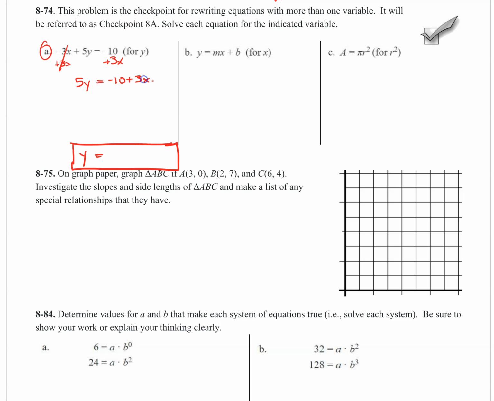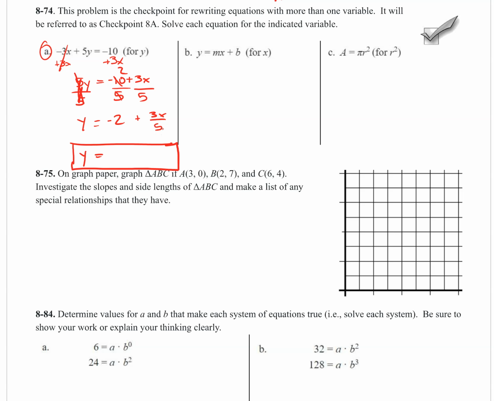So it's 5y equals negative 10 plus 3x. We write them side by side because they are not like terms. This one has an x, this one does not. Now we have 5 times y. To undo the multiplication, we divide. Divide everything by 5. That gives us y. Negative 10 divided by 5 is negative 2. 5 goes into 10 2 times. And then 5 does not go into 3. Let's leave it as a fraction.